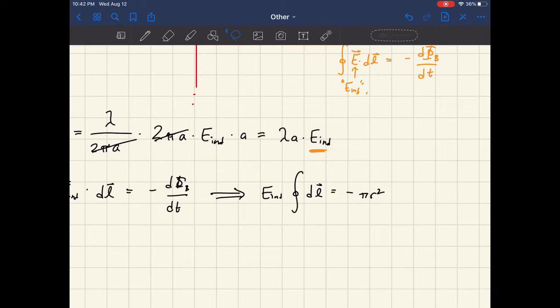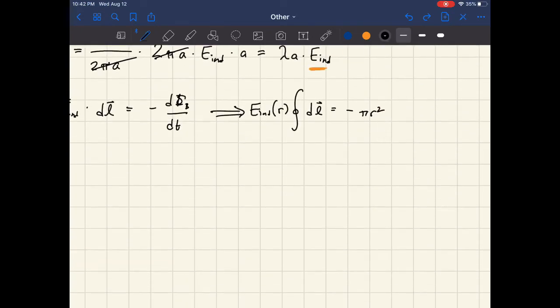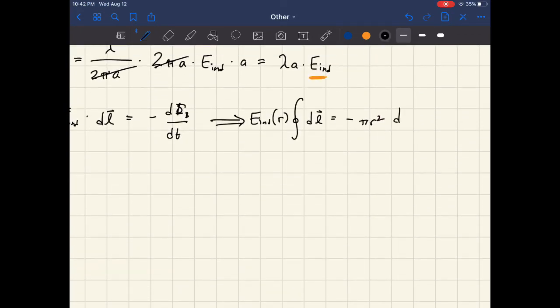Remember, this E induced is going to be a function of your radius, or however far you get from this line, so just say r right there, if you get what I'm saying. That's times dB dt, because you're left with the derivative of the magnetic field.